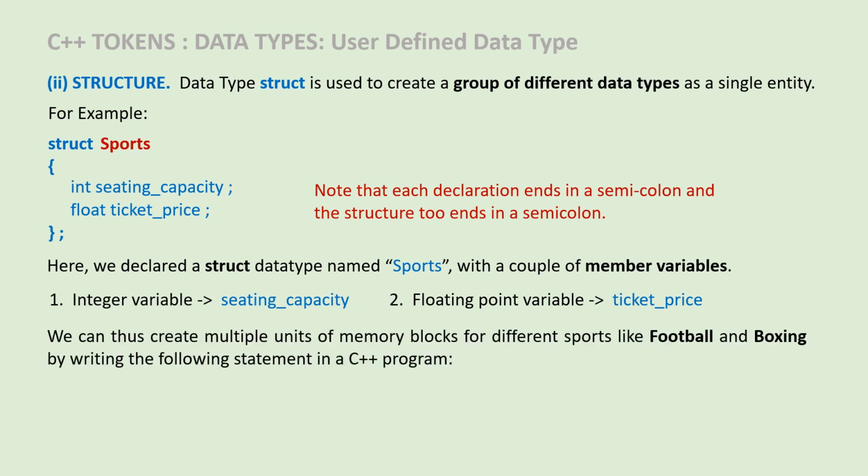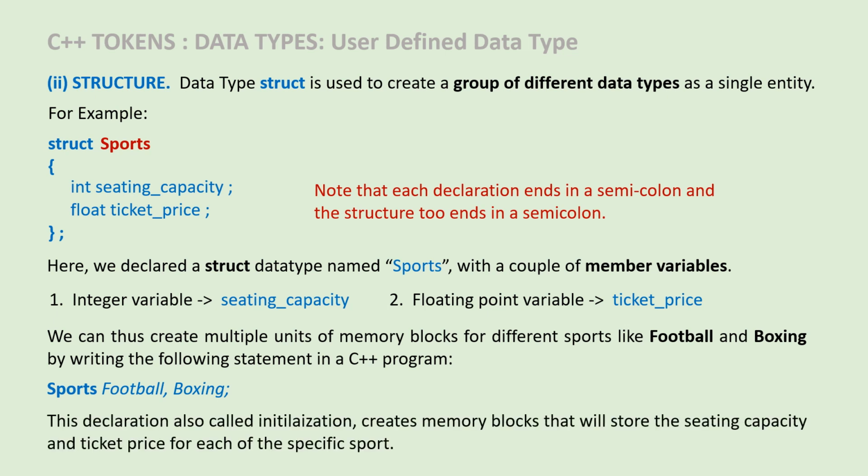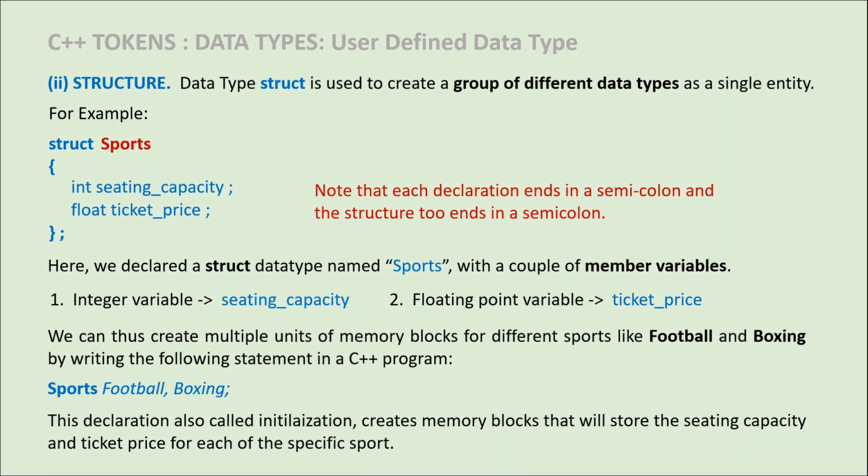We can thus create multiple units of memory blocks for different sports like football and boxing by writing the following statement in a C++ program. sports football, boxing. This declaration, also called initialization, creates memory blocks that will store the seating capacity and ticket price for each of the specific sports. Is it clear? Okay, I will demonstrate to make it look much simpler.